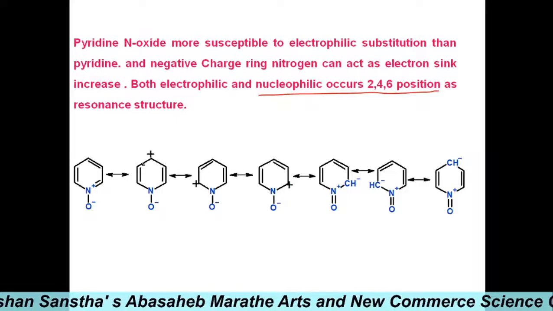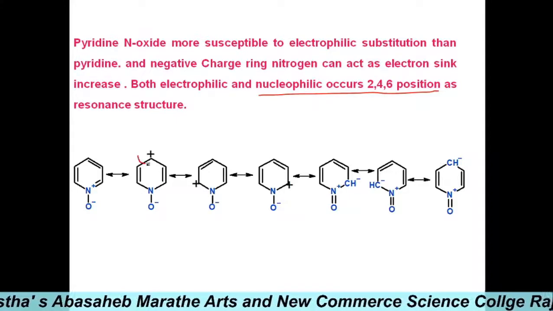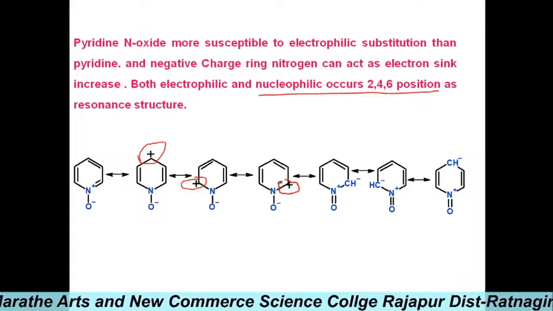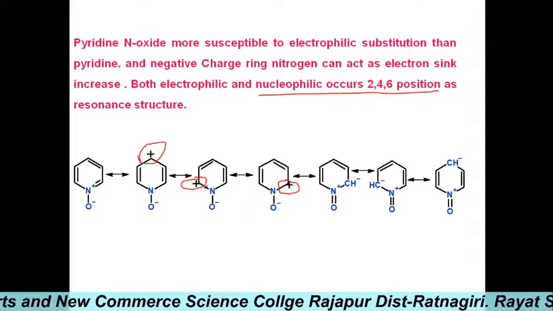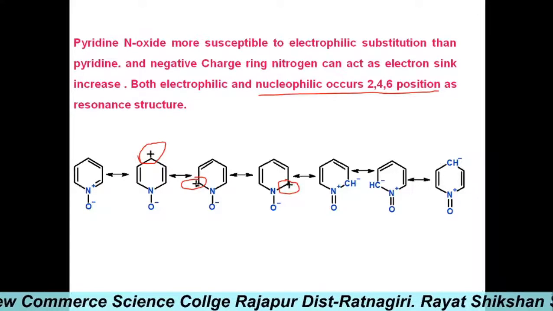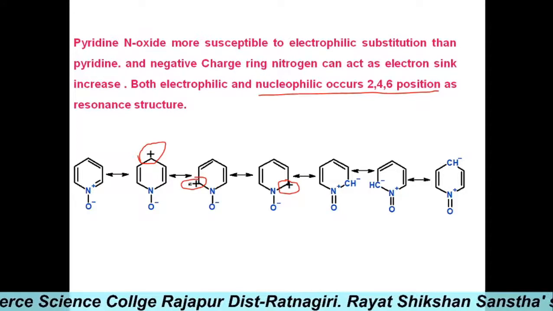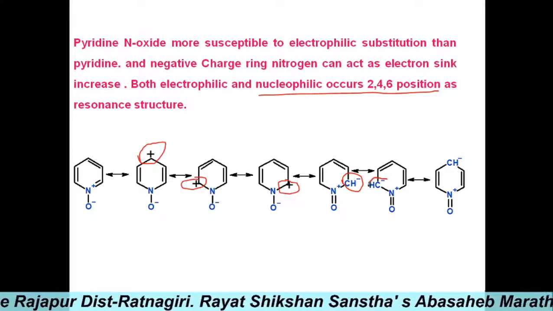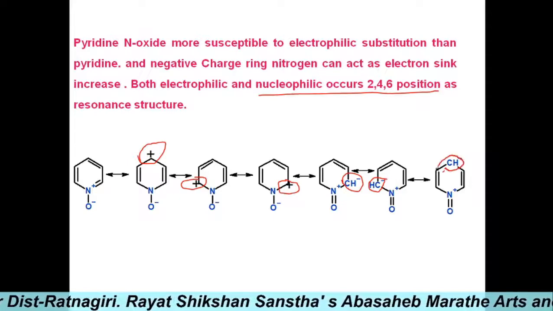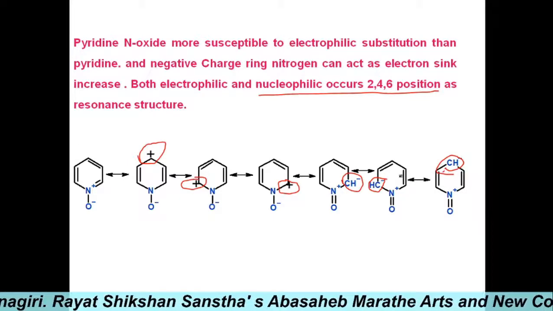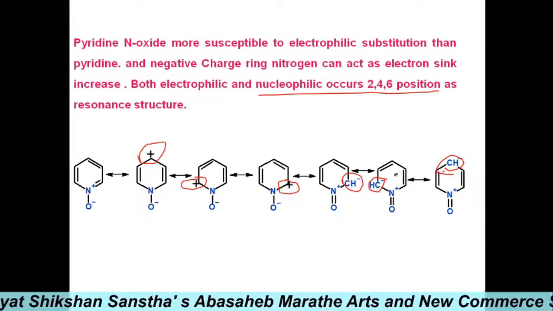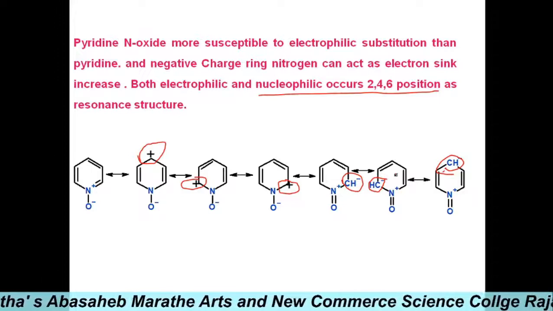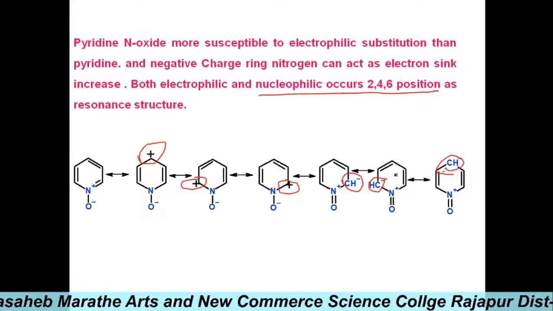The positive charge is stabilized at carbon number 4, carbon number 6, and carbon number 2. So it is 2, 4, and 6. It shows the nucleophilic substitution reaction. Similarly, carbon number 2, carbon number 6 and carbon number 4 show the electrophilic substitution reaction. Hence, in pyridine N oxide, both electrophilic and nucleophilic substitution reactions take place at the 2, 4 and 6 positions.